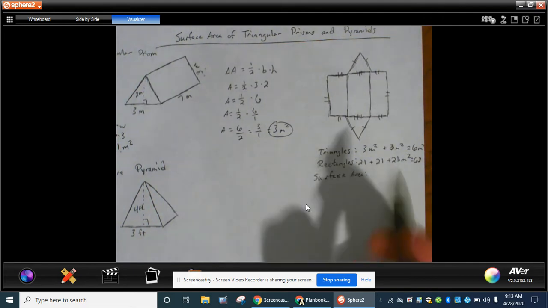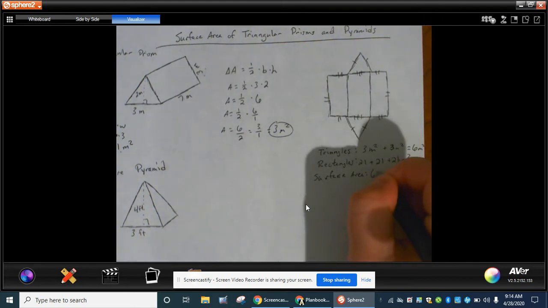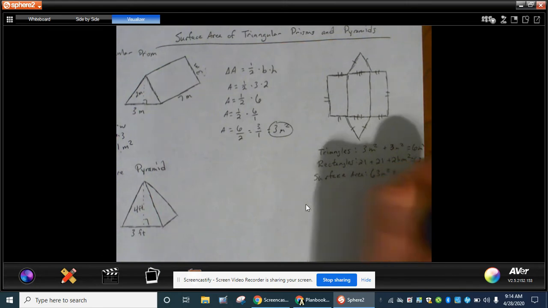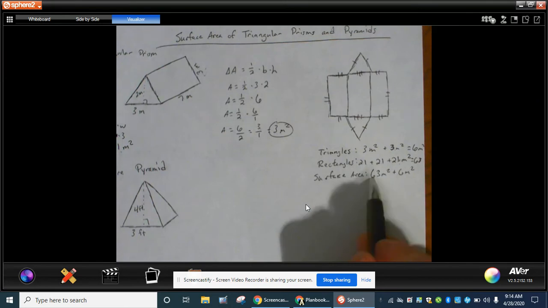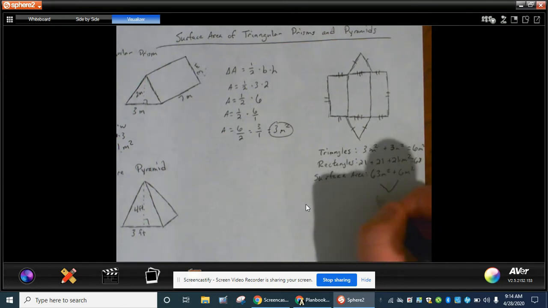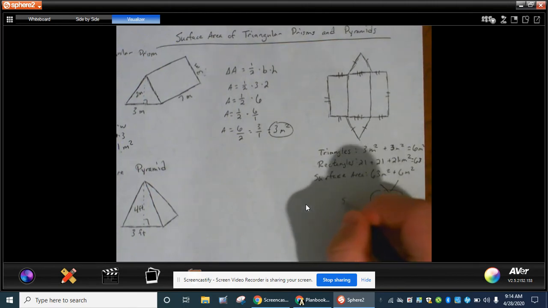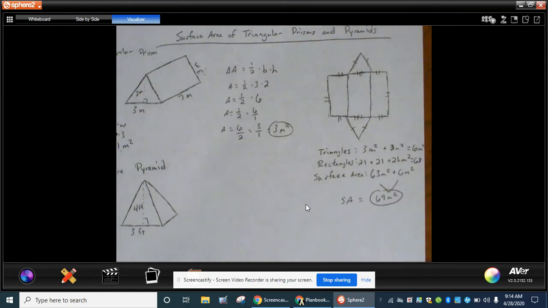All right, so we have 63 square meters plus 6 square meters, all the areas of the rectangles and all the areas of the triangles. And this will be 69 square meters. So this will be your surface area of this triangular prism.